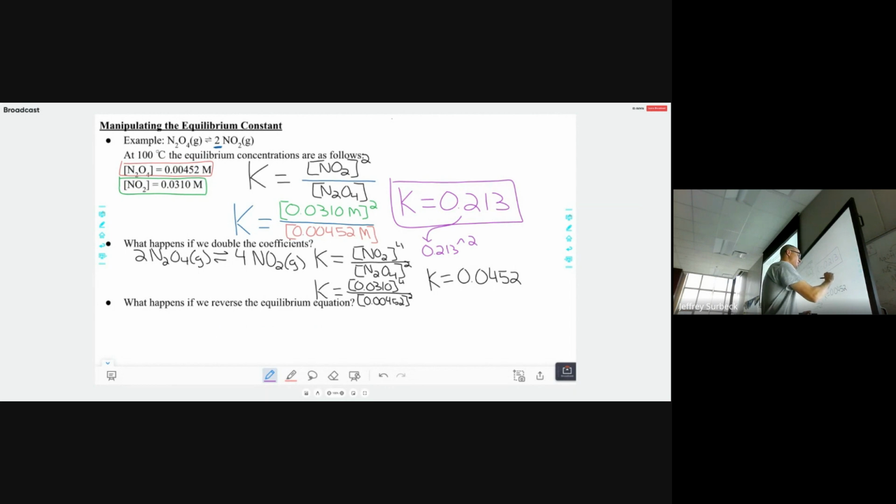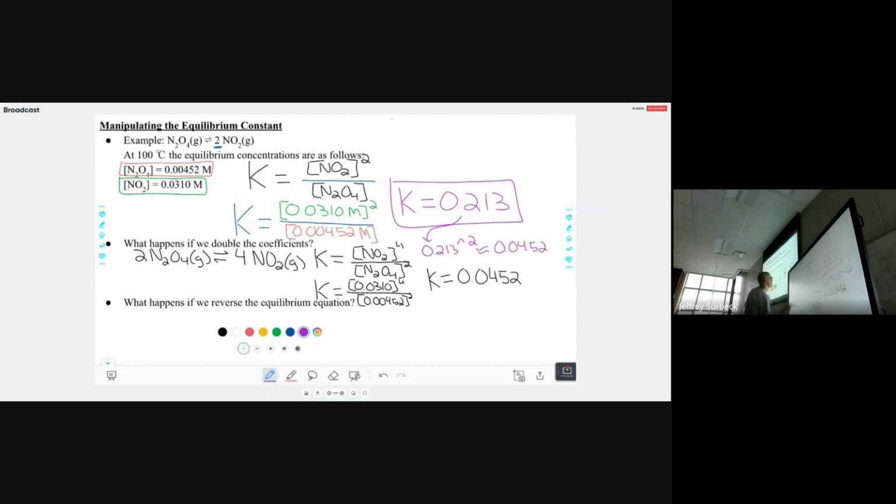And so I'm going to say, hey, pretty much this equals the same thing that we have down there at 0.0452. All because we doubled our coefficient. We took the original K to that particular power, okay? Now, if we reverse the equation, so all I'm going to do is take our original equation and I'm going to flip-flop things down here.